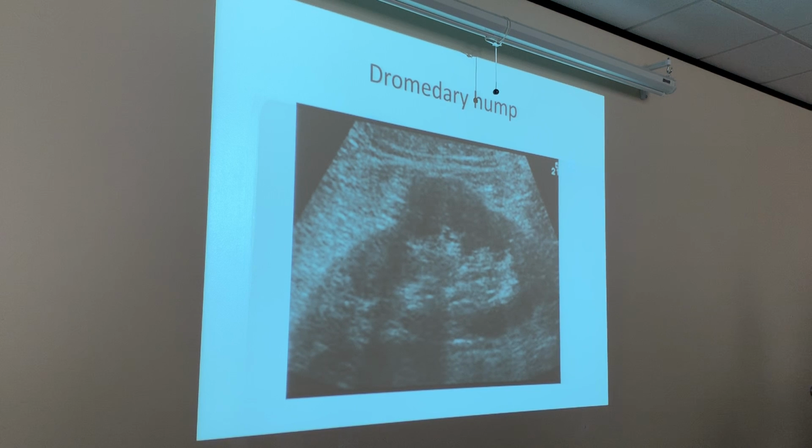But this is sagittal and this is transverse. Okay? This is a dromedary hump. So if I'm doing my height, I'm going to measure it from here to here. If I'm measuring my cortex, I'm going to measure it from here to here, and I'm going to measure it either from here to here or here to here. Because this is a congenital anomaly. It's not abnormal, it's just a normal congenital way that some people are born.